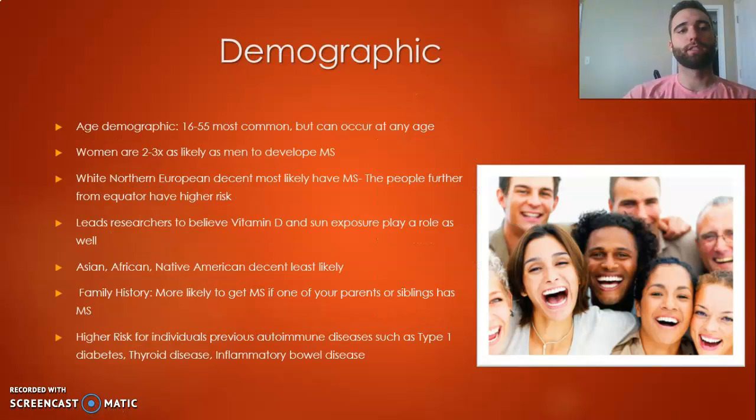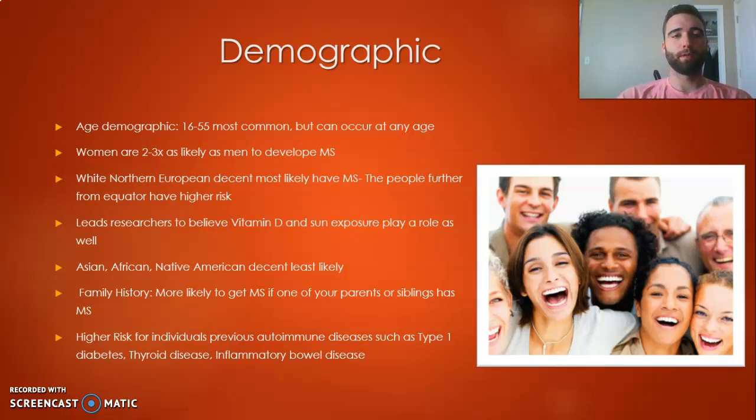The age demographic: most commonly MS affects people from the ages of 16 to 55, but it can occur at any time. Women are 2 to 3 times as likely as men to develop MS. White Northern European descent is the most likely to have MS, and it's been discussed that the people further away from the equator have a higher risk than those who are closer. This leads researchers to believe that vitamin D and sun exposure play a key role in possible development of MS. Asian, African, and Native American descent are the least likely to ever develop MS.